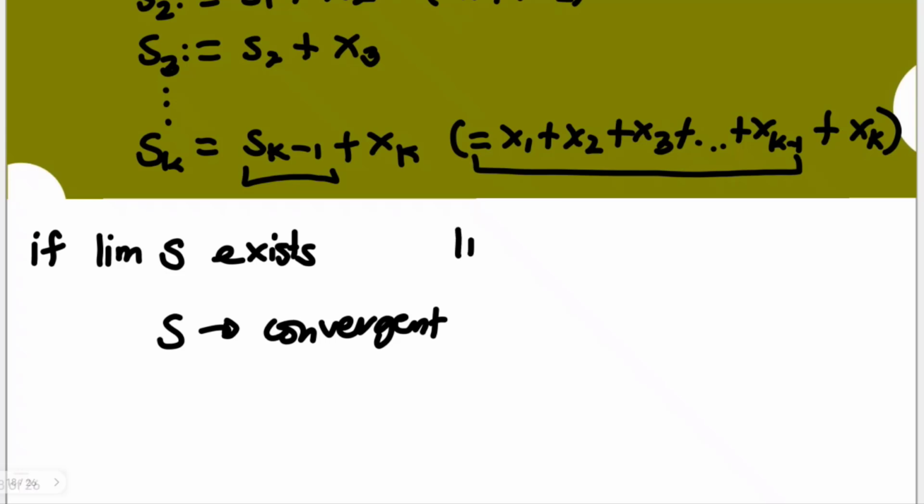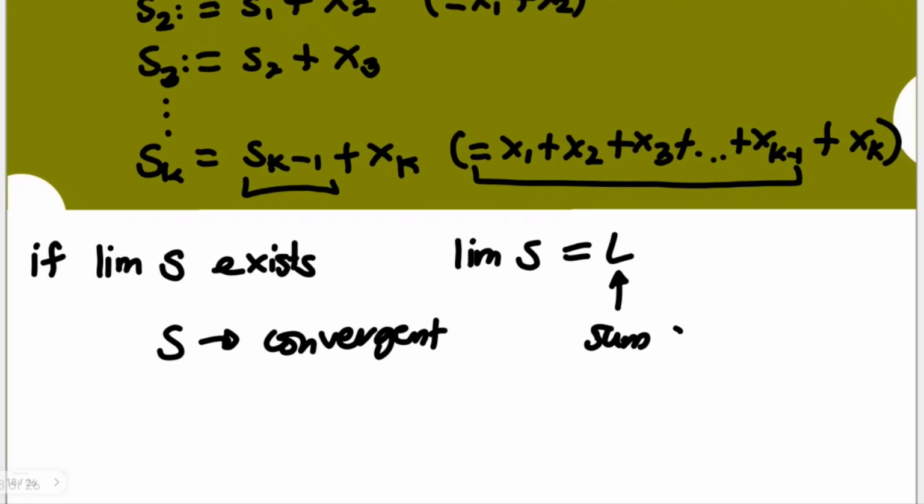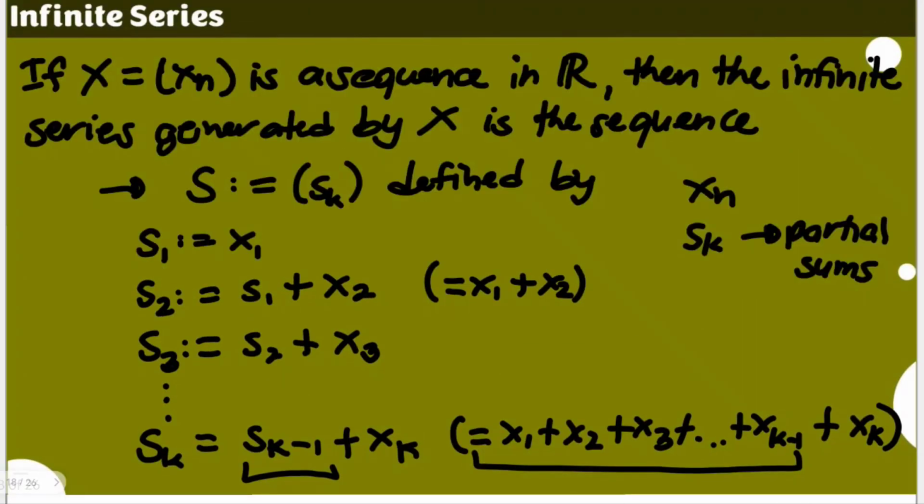Say for example, the limit of S is equal to, let's say, L. This is considered to be the sum, the sum or the value of the series. So in connection with the previously given topic, we are also going to talk about convergence and divergence of infinite series. So we'll have more examples of this later.